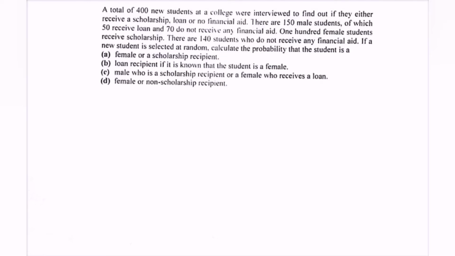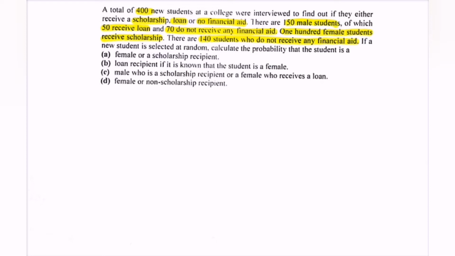A total of 400 new students at a college were interviewed to find out if they either receive a scholarship, loan or no financial aid. There are 150 male students, of which 50 receive a loan, 70 do not receive any financial aid. 100 female students receive scholarship. There are 140 students who do not receive any financial aid. If a new student is selected at random, calculate the probability that the student is based on the situation given.